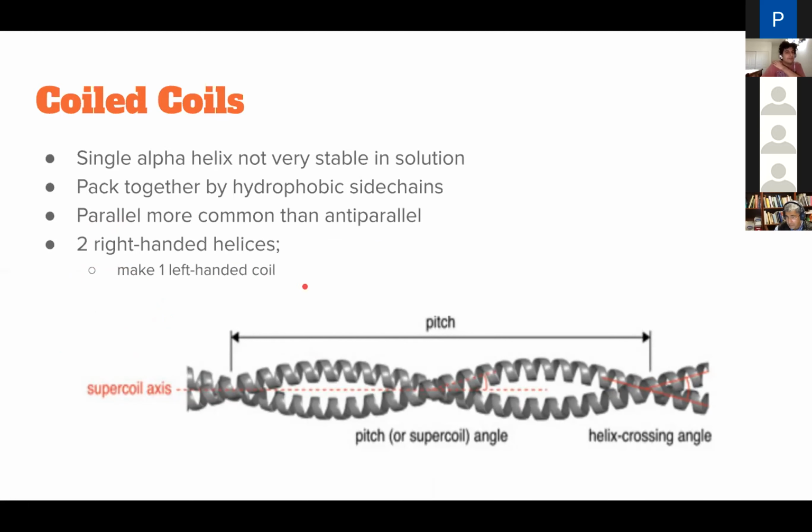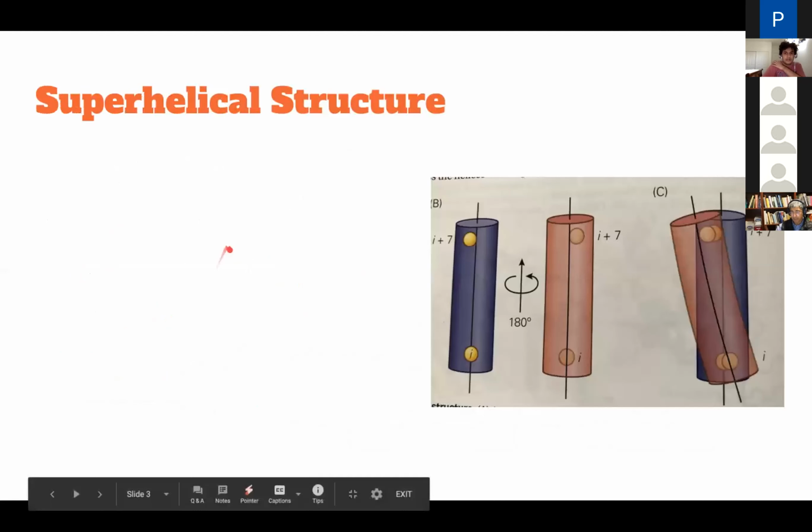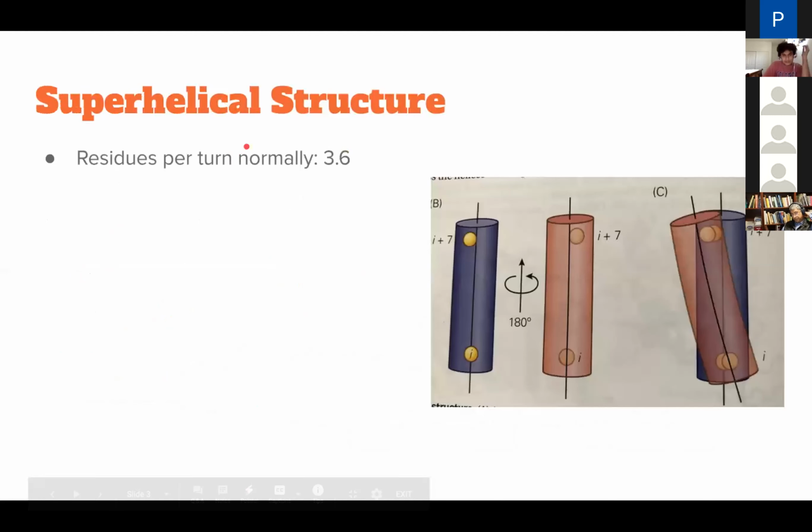Let's look at what makes this left-handed coil. So as Heather talked about, normally we have residues per turn as 3.6, right? So in every 2 turns, we'll end up having 7.2 residues. And we can see that in this picture here. If this is the first residue, I, and we were to wrap our way around in a right-handed sense, after 2 turns would be here, and that would be 7.2 residues.